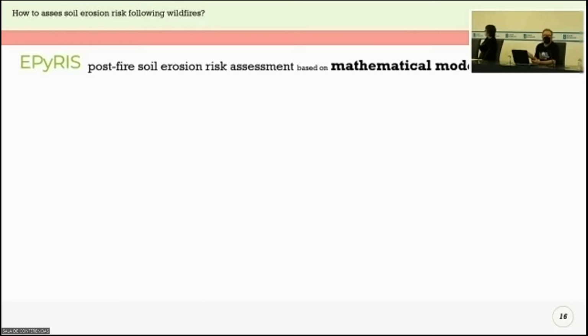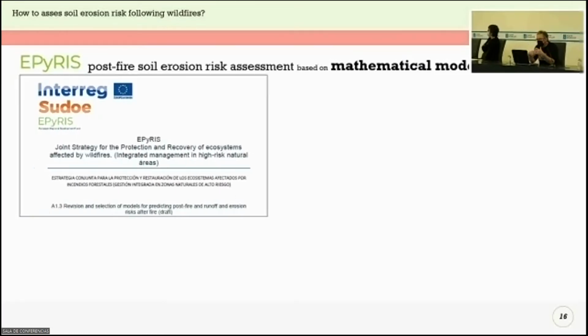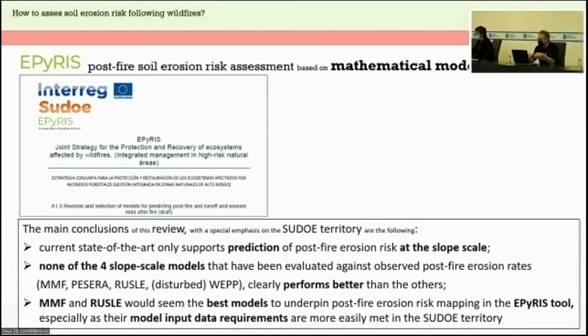And so that's why people use mathematical models. They are basically models that are more conceptual, and they are more based on trying to understand which factors are relevant and how they are relevant. And so for the EPyRIS, our team made a kind of a report on what is the state of affairs in terms of using mathematical models for the Sud-Aveiro region. So we did basically a review of the existing studies, and our conclusions led into the further development of the EPyRIS tool.